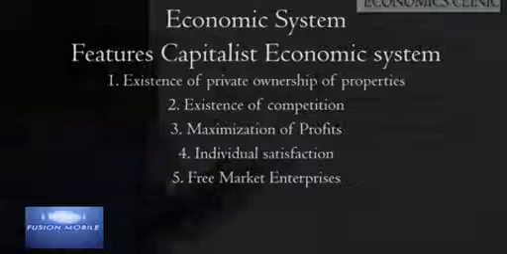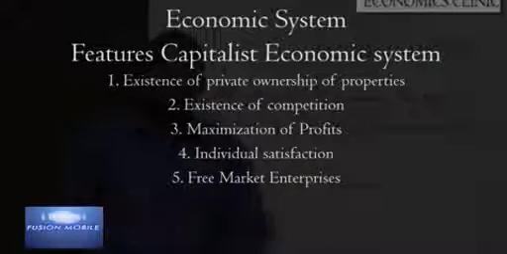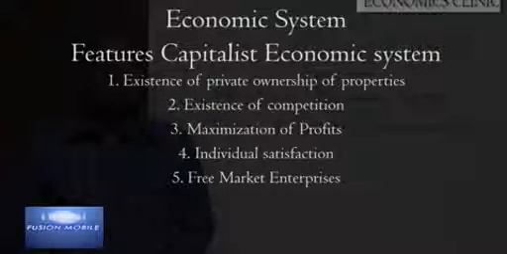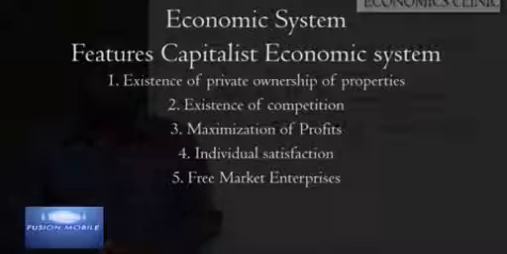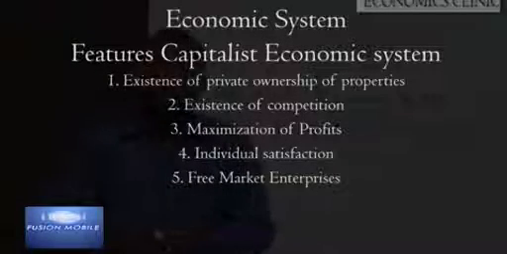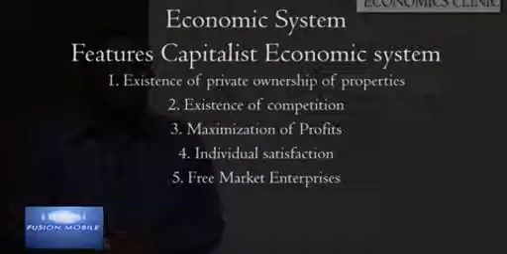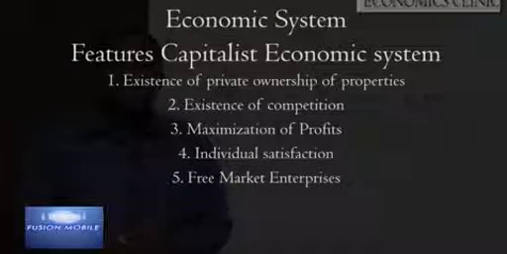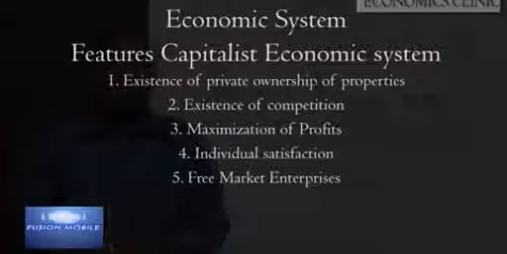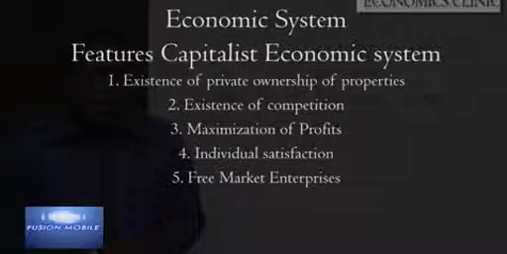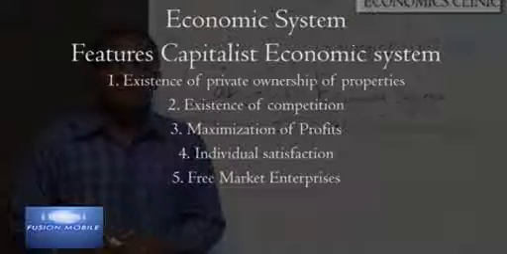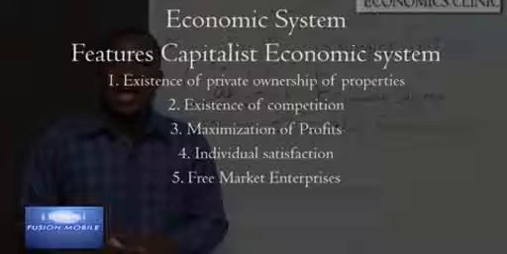Now, features of capitalist economic system. Number one, there is existence of private ownership of property. In a capitalist economic system, individuals have the right to own as much goods as they want and how they want it. Number two, existence of competition. Because the market is open to everybody, there is competition amongst individual investors in the economy. Number three, maximization of profit. Private individuals, because of their selfish reasons, would want to make as much profit as they want to.